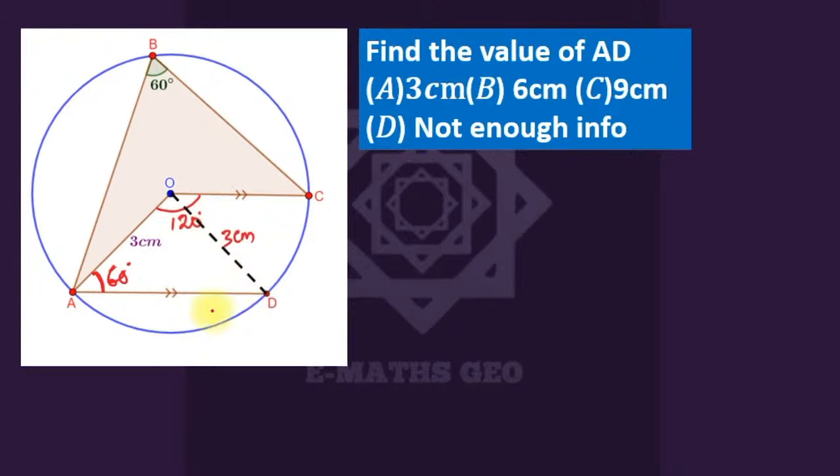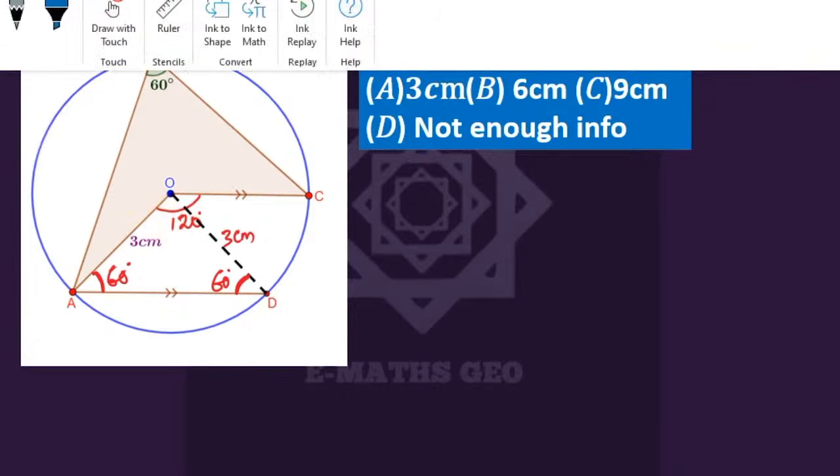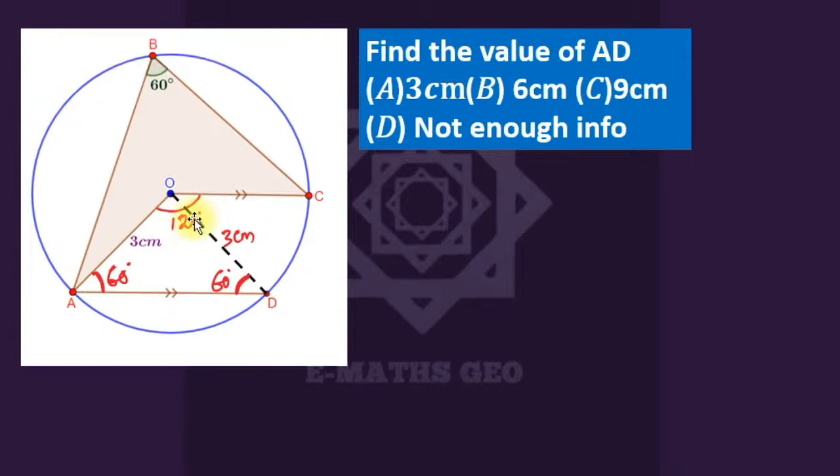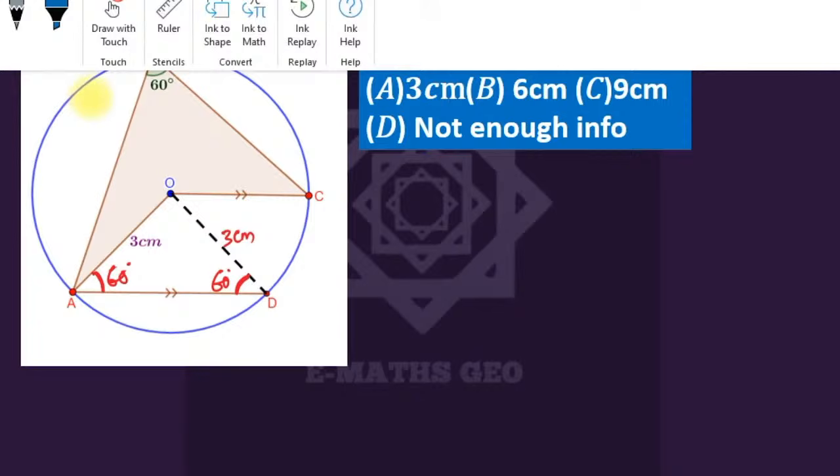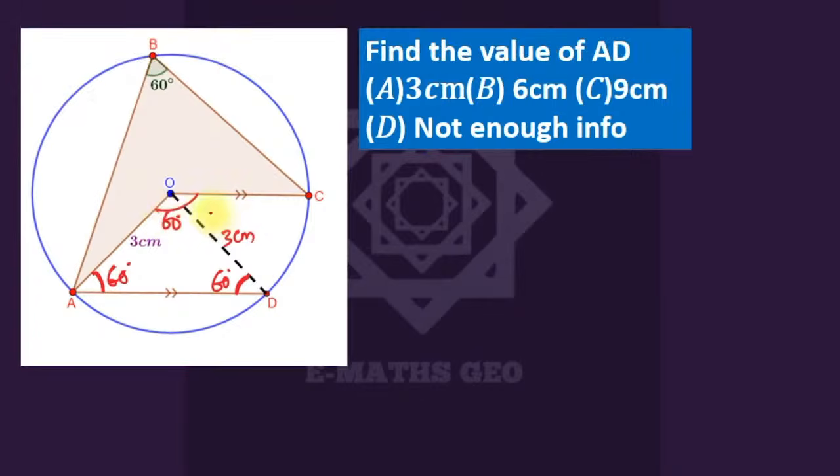And we know that this is an isosceles triangle. As you can see, OAD is an isosceles triangle, so the base angles must be the same. So this is 60. Since this is 60, this is 60, the remaining angle of the triangle will be 60 to make it 180. So let's make it 60, 60.